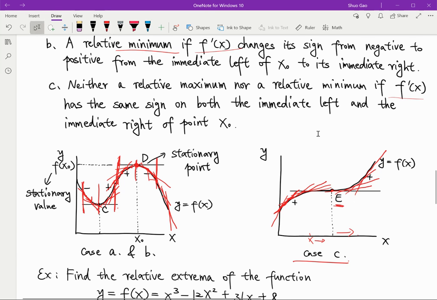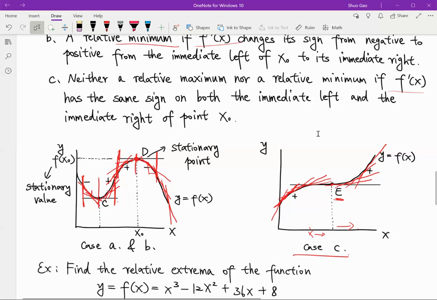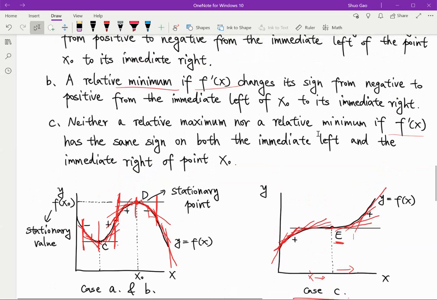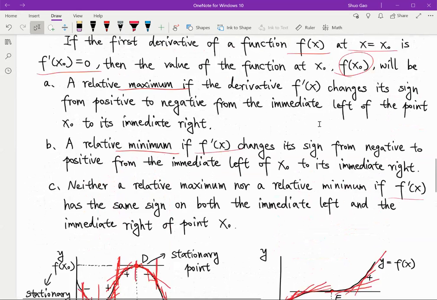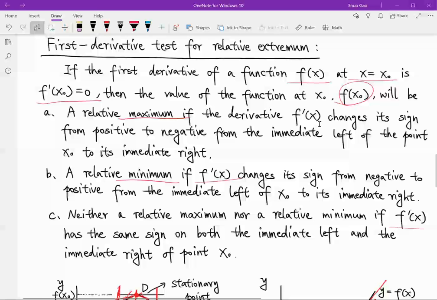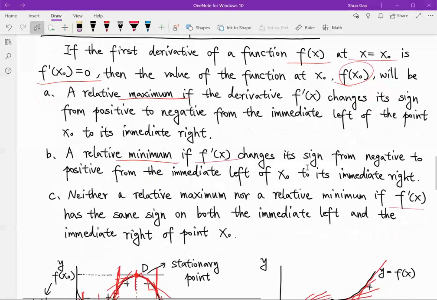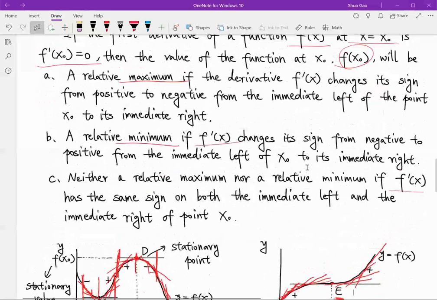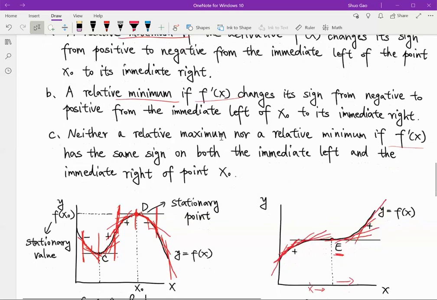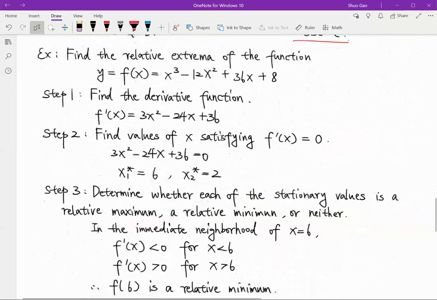Okay. So I'll use an example to show you how to find the exact minimum and exact maximum for the curve. So here we talk about the 3 cases. I'll show you the example of how to differentiate whether or not the point where the slope is 0 is actually a maximum or minimum or neither.